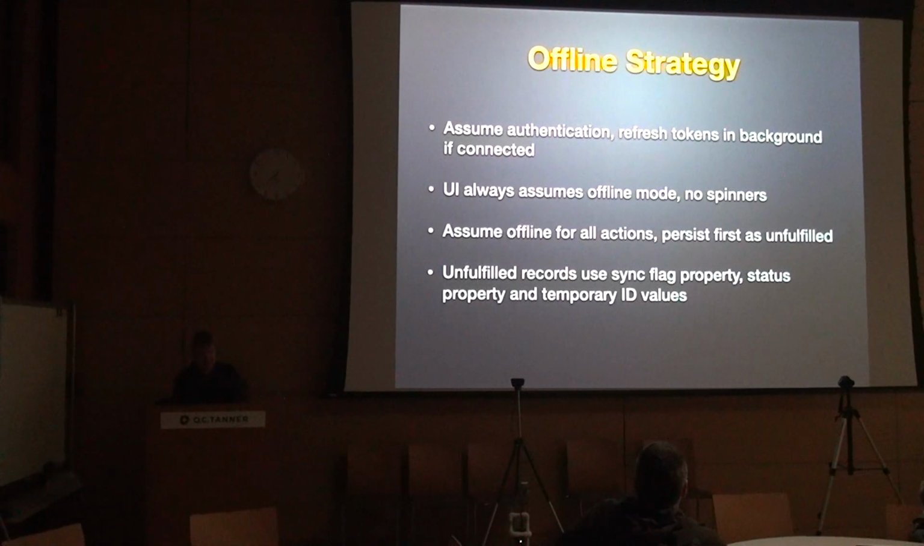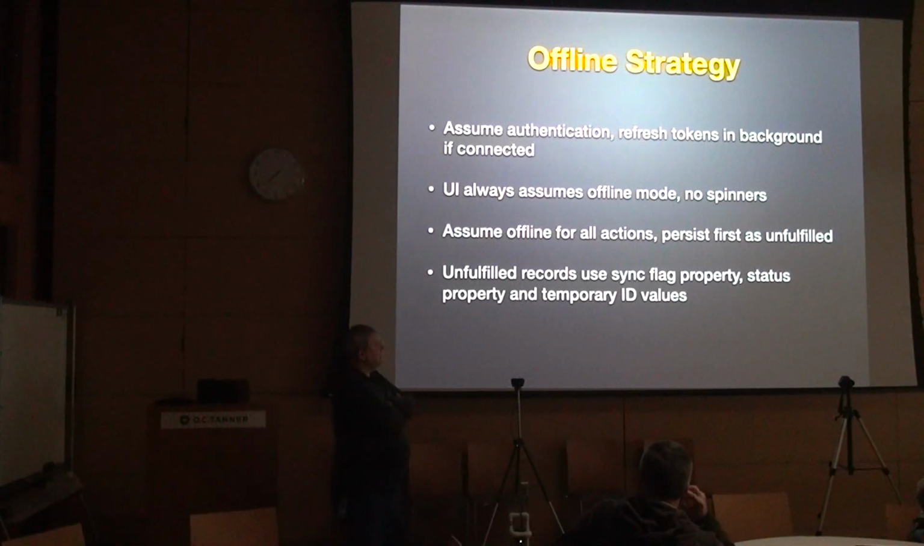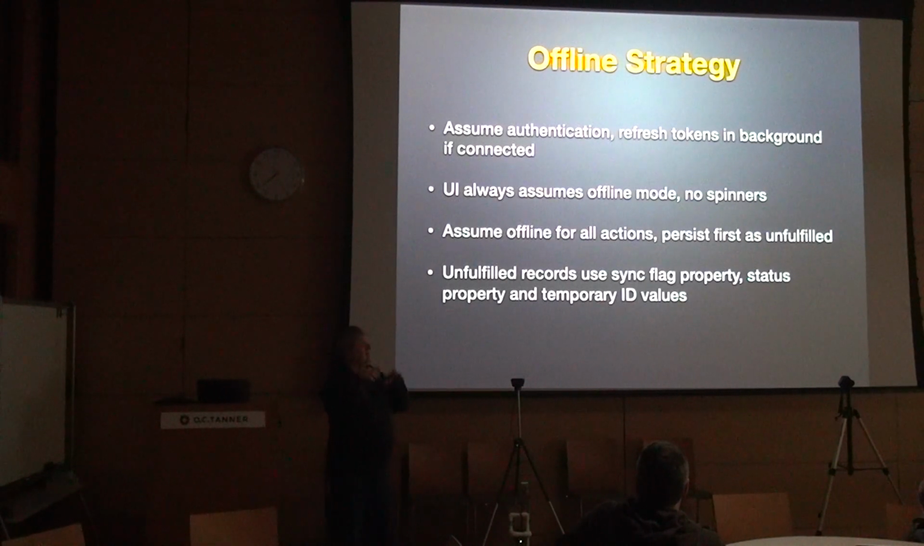Assume offline for all actions, persist first as unfulfilled. So this is part of that strategy. Let's say that I'm inserting a new task. The flow of that is that you save a new record into Core Data, and then you basically give it a flag that says, hey, this hasn't been synced, hasn't been fulfilled yet. But that's what you do first. You fix your data first, and then you figure out the communications in the background later.